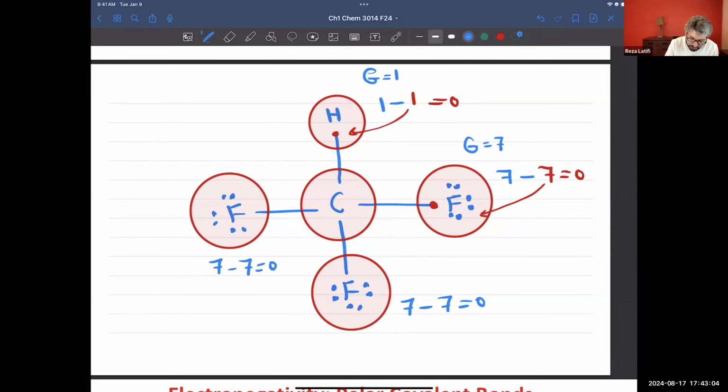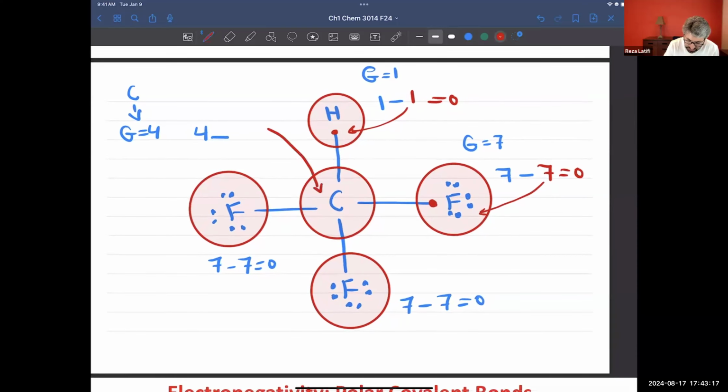How about carbon? Carbon is group 4. So for carbon, the formal charge, we say 4 minus. How many electrons inside the circle do I see? I see 1, 2, 3, 4. So 4 minus 4 is equal to 0. And this is another way to find a formal charge.